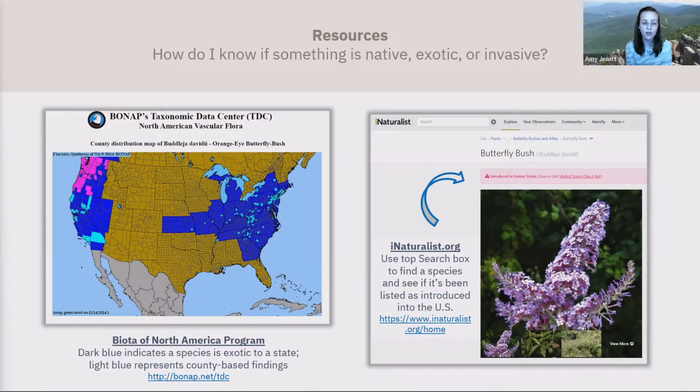And iNaturalist.org, I'll talk a little bit more about that as I go through my presentation. This is another really great and free resource that you can use online. If you go to iNaturalist and type in the name of a species into their search box, again, using my example here for butterfly bush, you can see there's a little box that shows up in pink and it says introduced in the United States. And so that right there tells you that's a non-native species. It doesn't necessarily tell you that it's invasive, but it is at least going to cue you in that this is an exotic species.